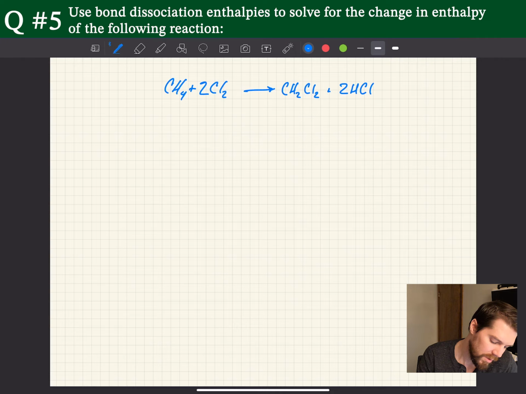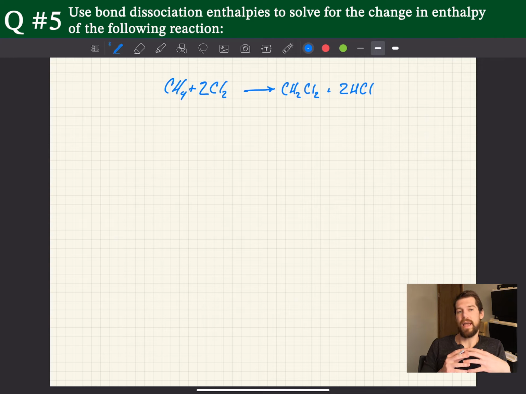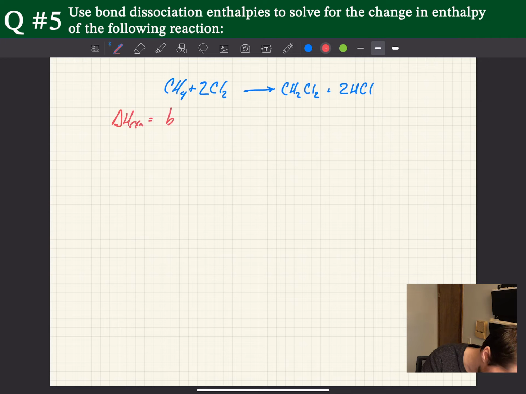All right, question number 5. We have CH4 plus 2Cl2 yields CH2Cl2 plus 2HCl. And this time we don't have enthalpies of formation, we have bond dissociation enthalpies. So when we're using bond dissociation enthalpies, we know that it requires energy to break bonds, and it releases energy to form bonds.